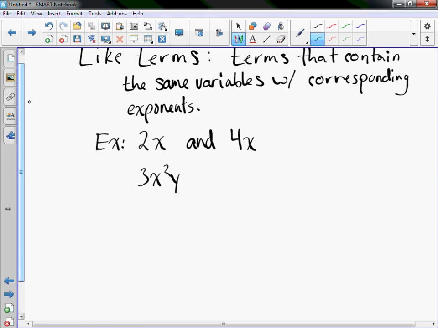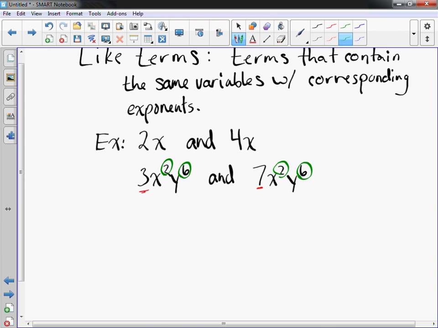Okay, 3x squared y to the 6th and 7x squared y to the 6th. Notice that the coefficient doesn't have to be the same, just that the powers on the corresponding variables have to be the same. Since my first x is squared, my second x has to be squared. And since my first y is to the 6th power, the other term has to have a y to the 6th power in it. Those would be like terms.